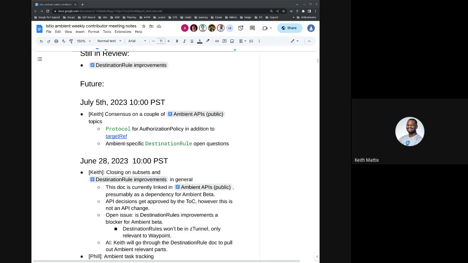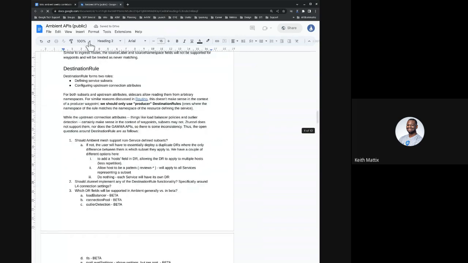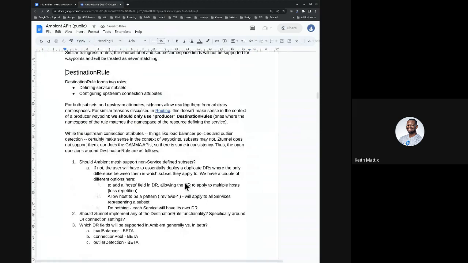I mentioned last week the destination rule improvement stock, and we asked questions about what we needed to get closure for the ambient beta. And we realized that the destination rule improvement stock is too general. So I went through and pulled out specific ambient questions from the doc, and I put them in the Ambient APIs document. So I'll go to the section. It should link directly to it.